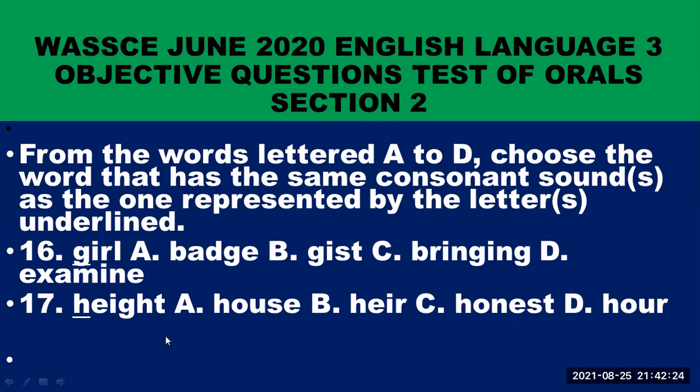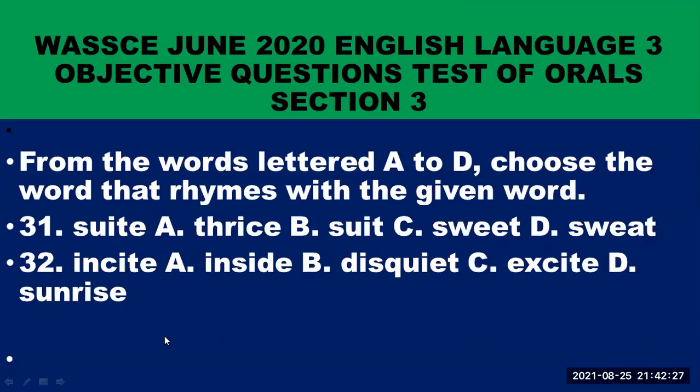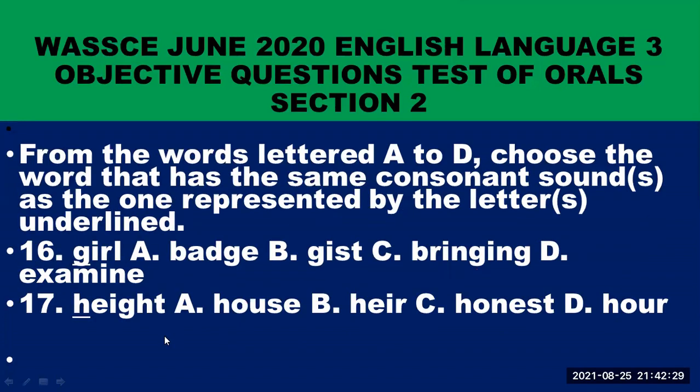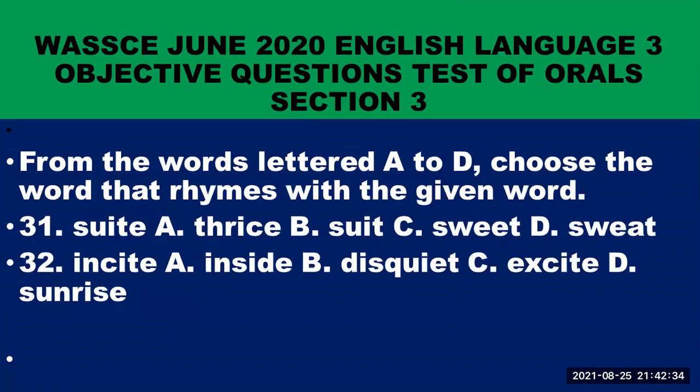Now let's look at section 3. I hope we are through with sections 1 and 2. Section 3: from the words lettered A to D, choose the word that rhymes with the given word. So this section 3 is dealing with rhyme. What is rhyme? A rhyme simply refers to sameness of sound, where two or more words sound alike.